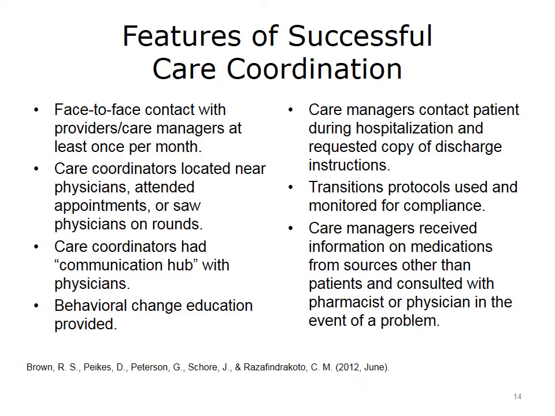Documented in the literature, both in Brown and from the Agency for Healthcare Research and Quality, are several features that make care management and care coordination successful. The care coordination intervention should happen at least one time per month and should include face-to-face contact with the care managers or providers. In other words, there is not a lot of evidence that telephonic care management improves quality or reduces cost and utilization of care.